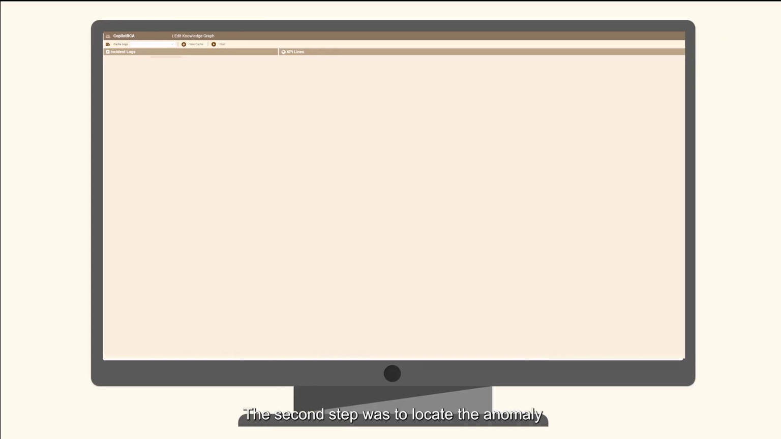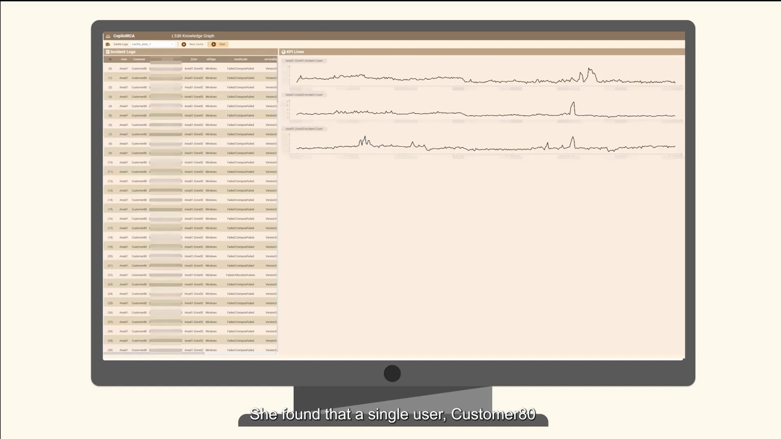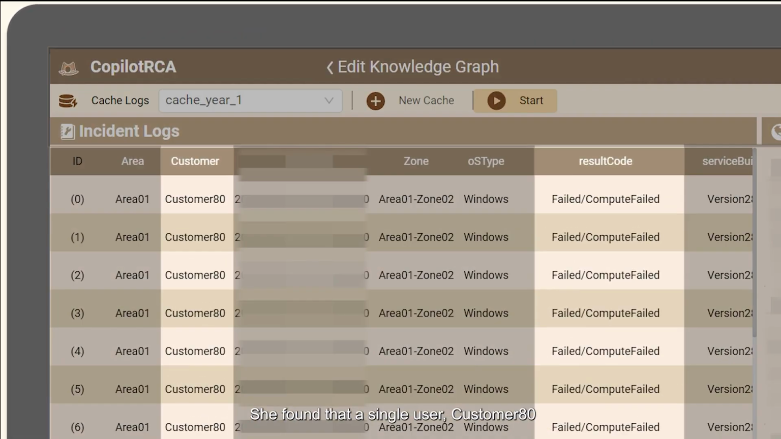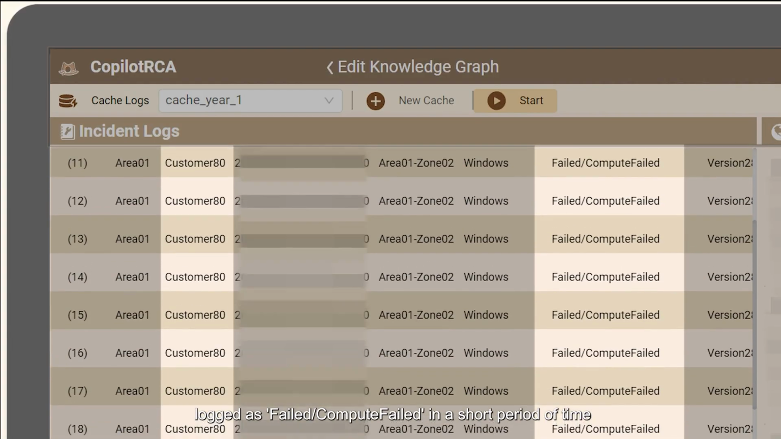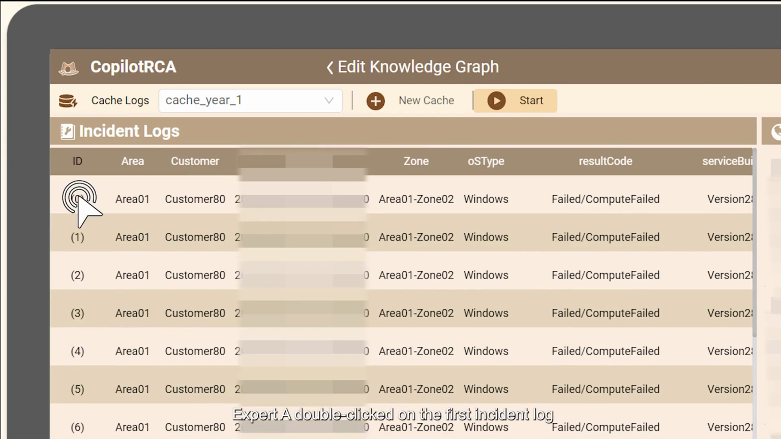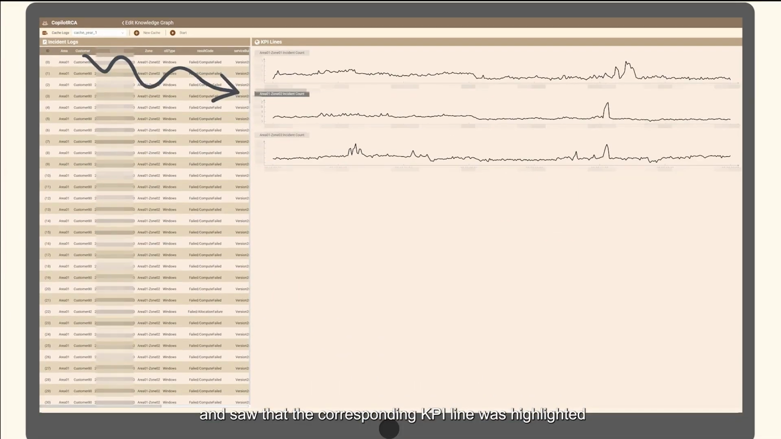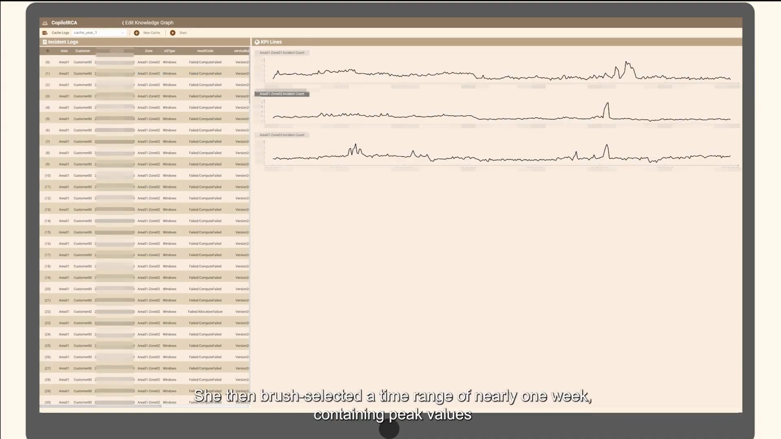The second step was to locate the anomaly. Expert A selected a cache of the database and quickly scanned recent incident logs. She found that a single user, customer 80, had encountered a large number of incidents logged as failed/compute failed in a short period of time. Expert A double-clicked on the first incident log and saw that the corresponding KPI line was highlighted. She then brush-selected a time range of nearly 1 week, containing peak values.